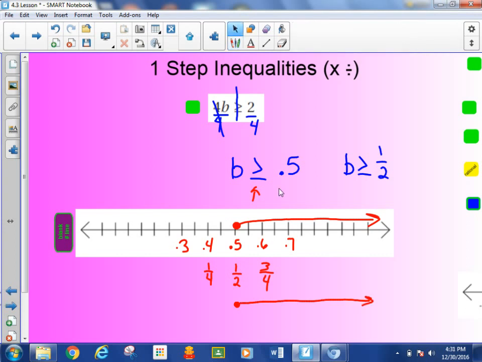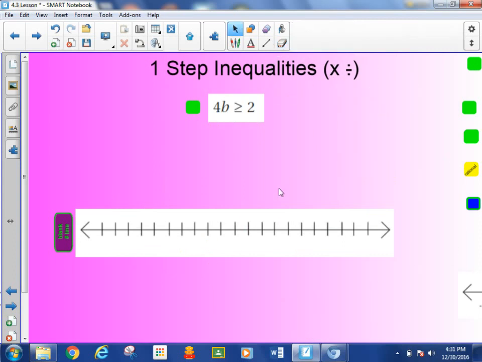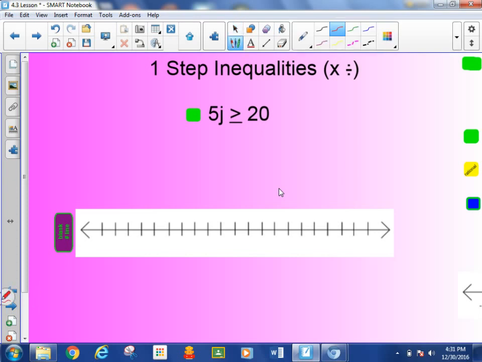All right. So you're not always going to get whole number answers on these. Sometimes you get fractions. Okay, so let's try this one. I had 5J. So they're right next to each other, means I'm multiplying. So I want to get J by itself. I'm going to divide by 5.